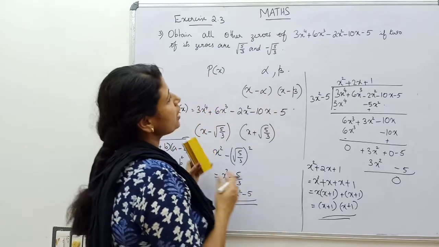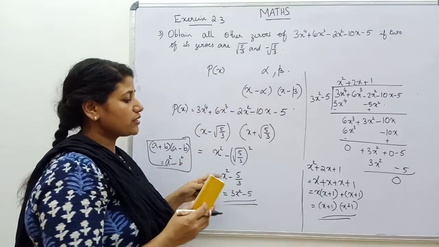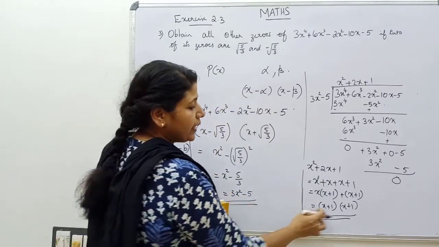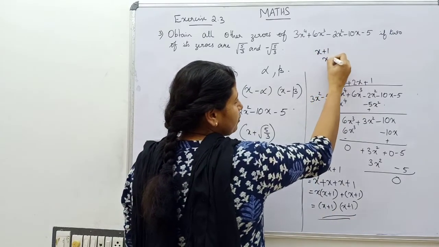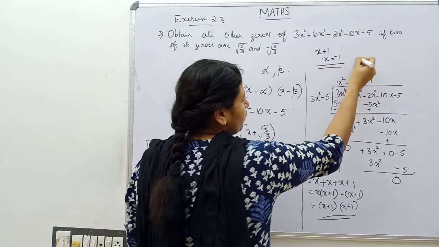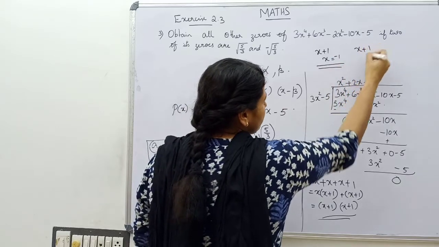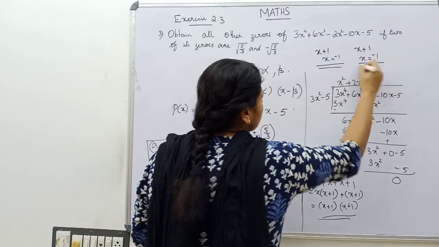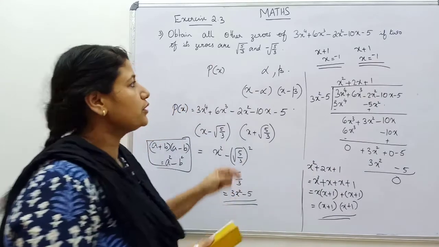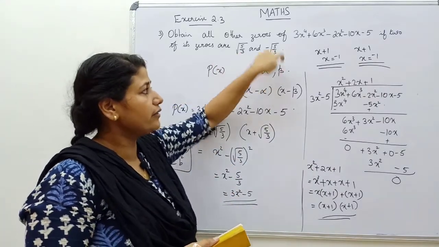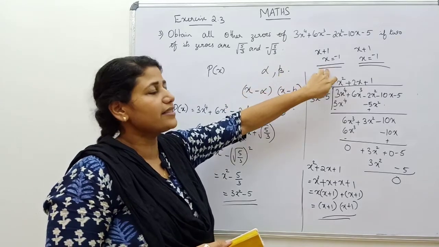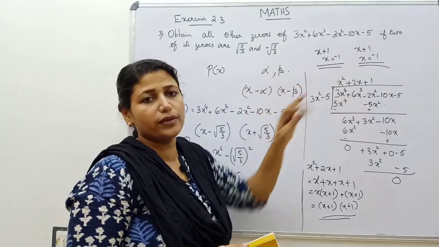So we have got all the factors or all the zeros. Zeros are, if x plus 1 and x plus 1 are factors. If x plus 1 is a factor, what can you say? x equal to negative 1 is a zero. The other factor also x plus 1, so x is equal to negative 1 is the other zero. So we have got the 4 zeros. 2 of them are already given, root 5 by 3 and negative root 5 by 3. The others we find out as x equal to negative 1 and x equal to negative 1.